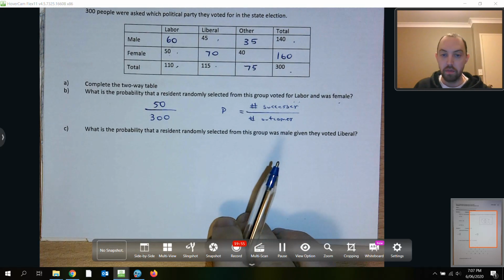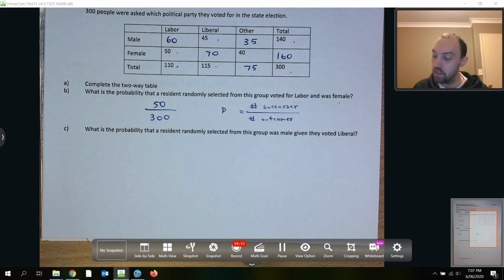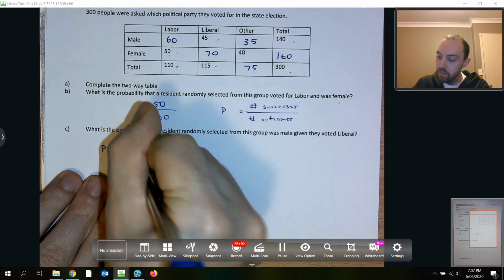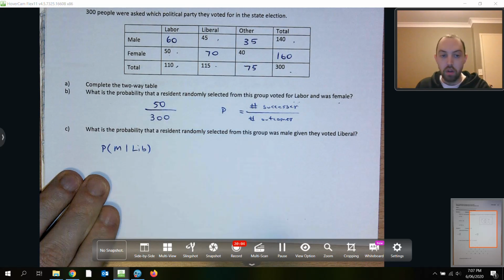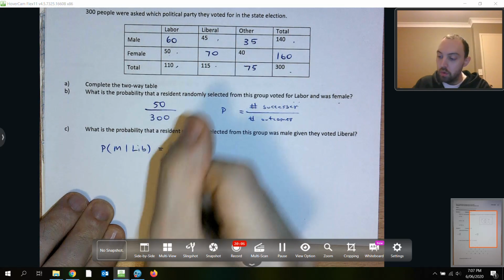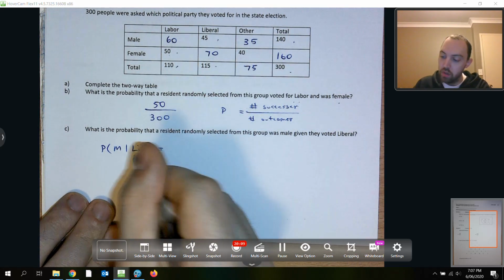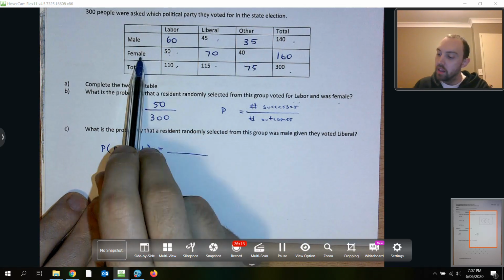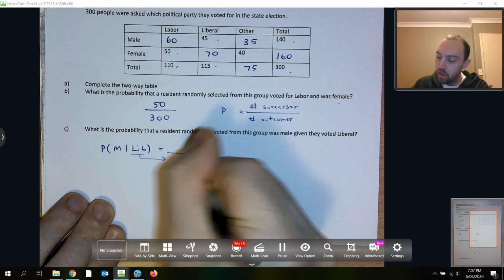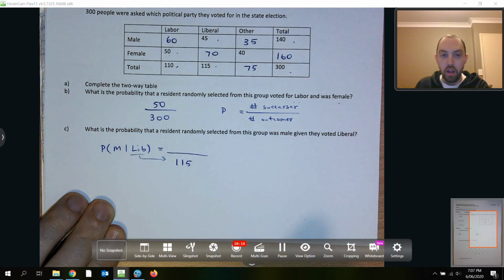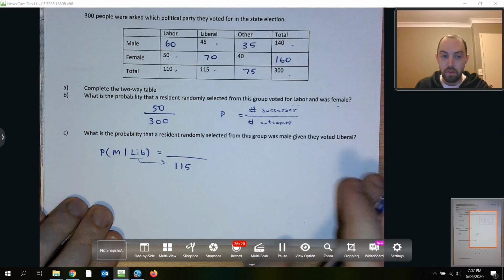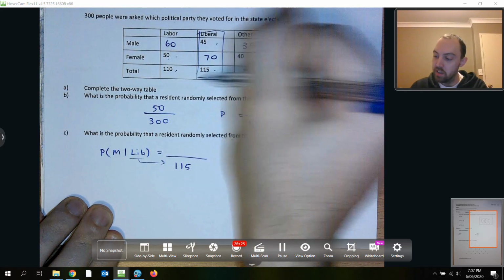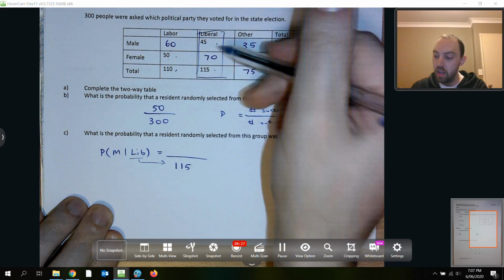Part C, what is the probability that a resident randomly selected from this group was male, given they voted for Liberal? So the probability that they are male given that they voted for Liberal. Well, like I've mentioned before, the given part becomes your new total. So how many Liberal voters were there? Out of those 300, there was 115. How many of those 115, because now we're looking at just this section, Liberal voters, how many of them were male?